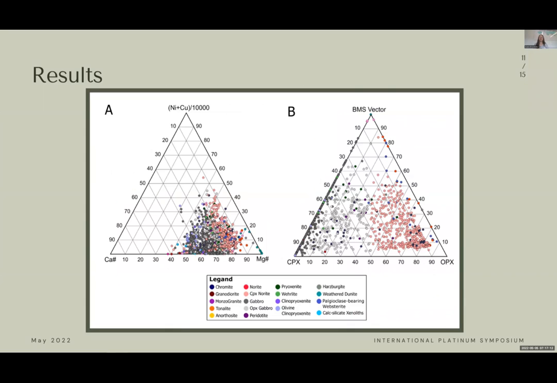The last slide on results highlights the distribution of nickel, copper, with either in the first triangle, calcium number and magnesium number, or in the second triangle, clinopyroxene and orthopyroxene. So triangle A, we see distinct separations, almost banding-like, of the lithogeochemical units. And in both triangles, we see the CPX norites have higher nickel, copper, and base metal sulfides values.